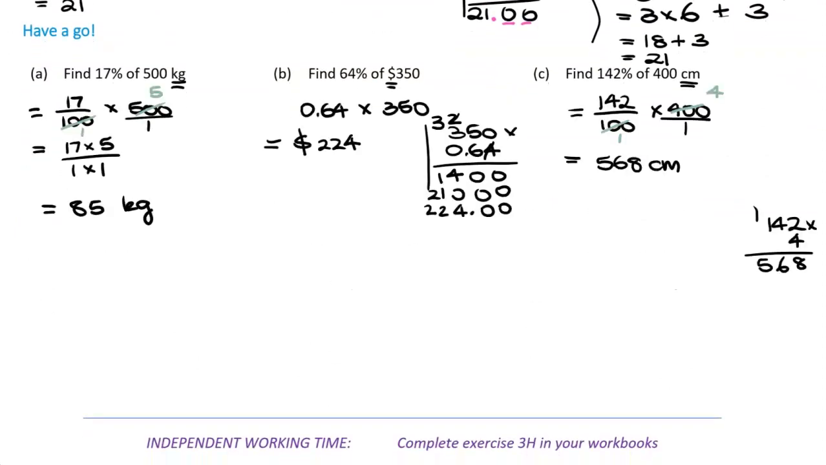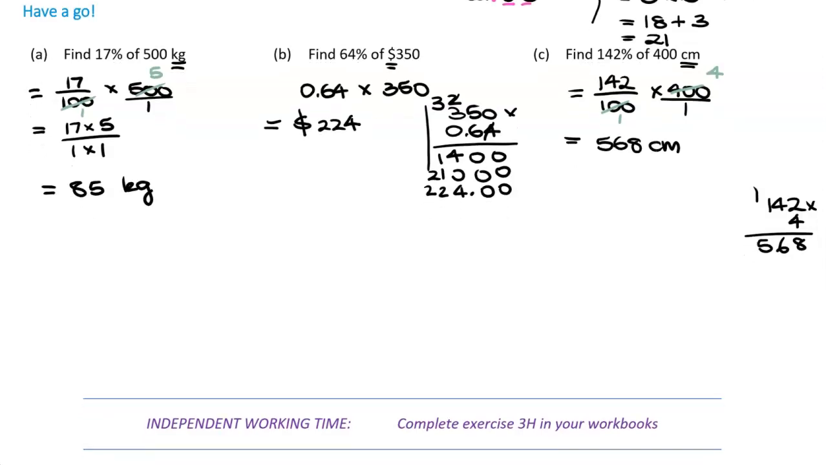Alrighty, I used a combination of methods 1 and 2 here, but again, you might have liked method 3. Check these answers. I got 85 kilos, $224, and 568 centimeters. If we've got more than 100% of 400 centimeters, we've got to have a number at the end that's larger than that. Double check my answers. Let me know if you got something different or if I made an error.